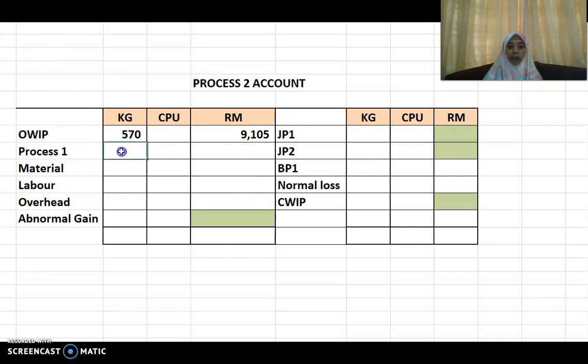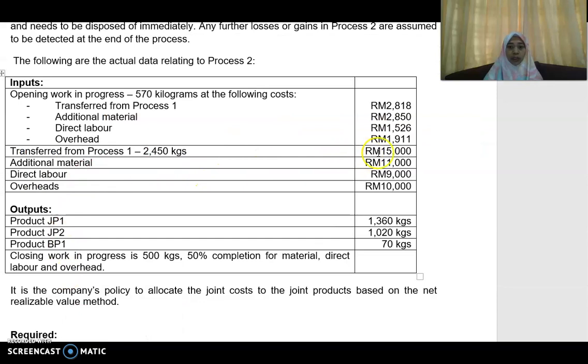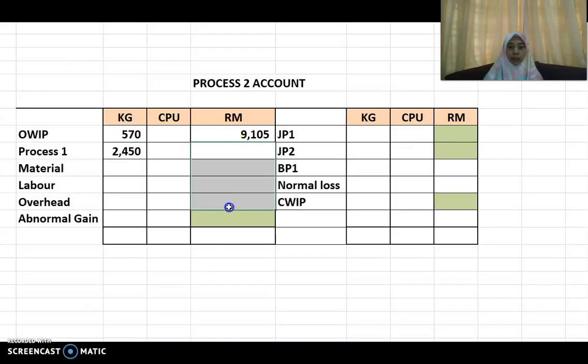Okay, that will give you a total of 9105, and then put in the quantity that you've got from process 1 as 2450, and then put in the value given in the question. The value is 15,000, and then you have your additional material 11,000, direct labor 9,000, and your overhead as 10,000. Put in all the values there, and then you already worked out your quantity of abnormal gain just now as 20, and then you put in the output that you have.